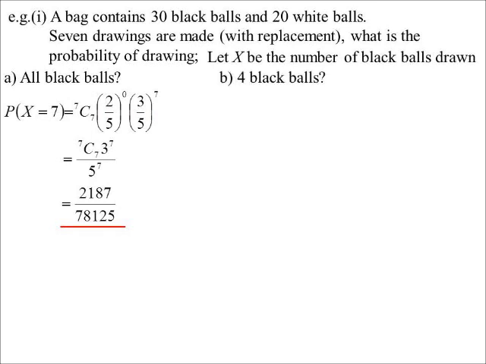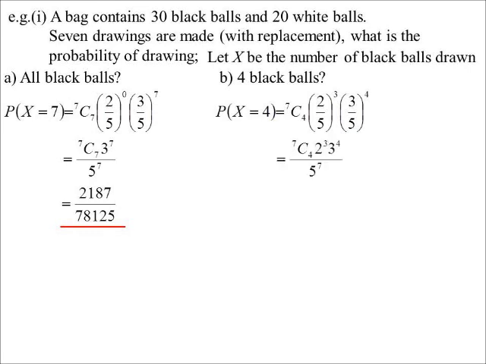All right, what happens if I only want 4 black balls? Well, now I'll do x equals 4 and sub it into that general term: 7C4, the probability of it happening to the power of 4, the probability of it not happening to the power of 3. There it is, unsimplified.